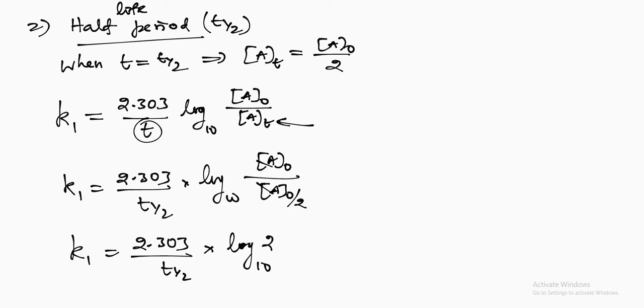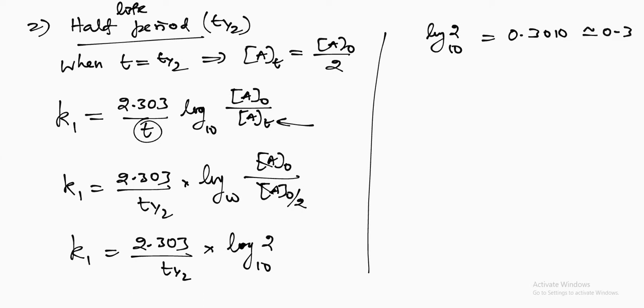Log 2 base 10. You know very well the value of log 2. Students, these 3 log values you should remember. Log 2 is 0.3010. People say roughly 0.3, right? Log 3 base 10 is 0.4771.